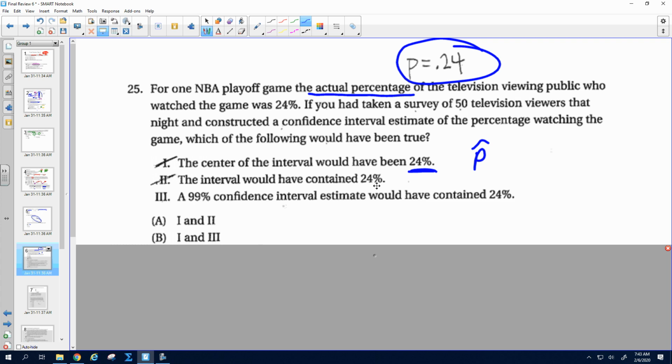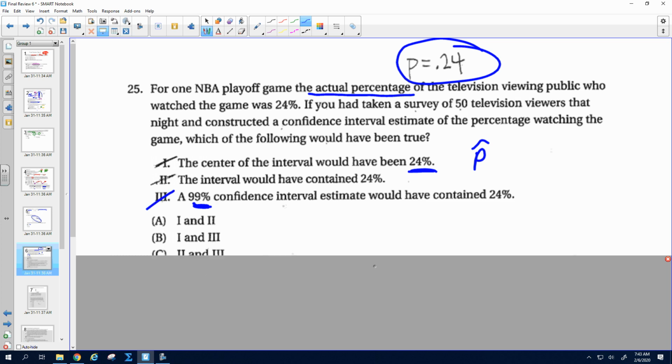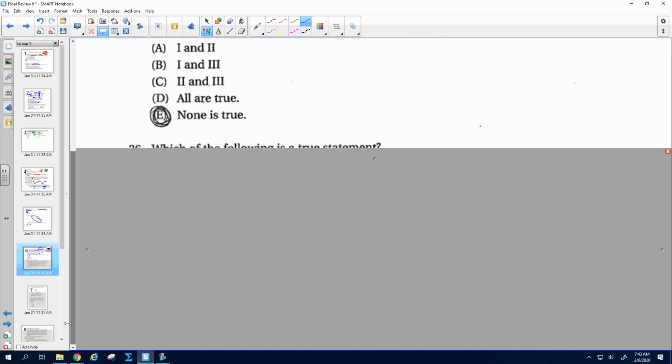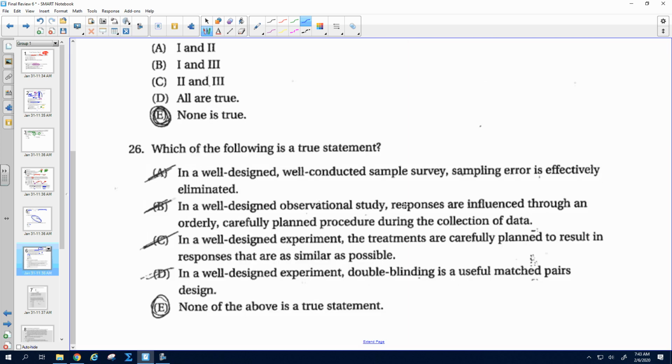Same thing, even if you're doing a 99% confidence interval, it may or may not contain the true P. Remember that 1% of the time, it does not contain the true P. So none of these are true, and the answer is E. Okay, number 26 is E.